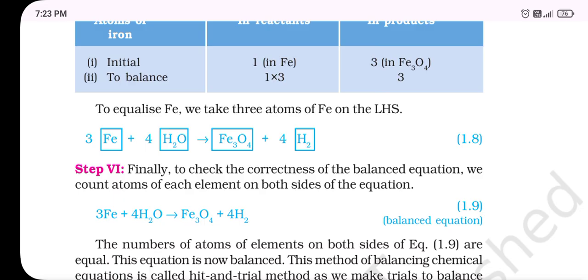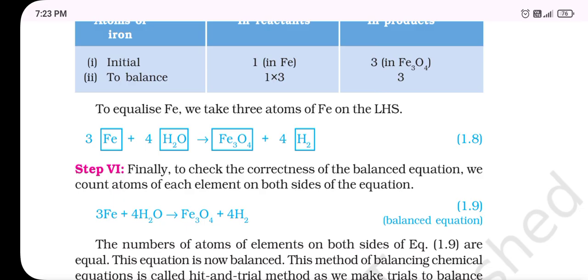No. Step number 6 says that finally, to check the correctness of the balanced equation, we count atoms of each element on both sides of the equation. Yeah, that's true. We have to do this like an audit. You have to check again, is this totally balanced? So we are going to do it.